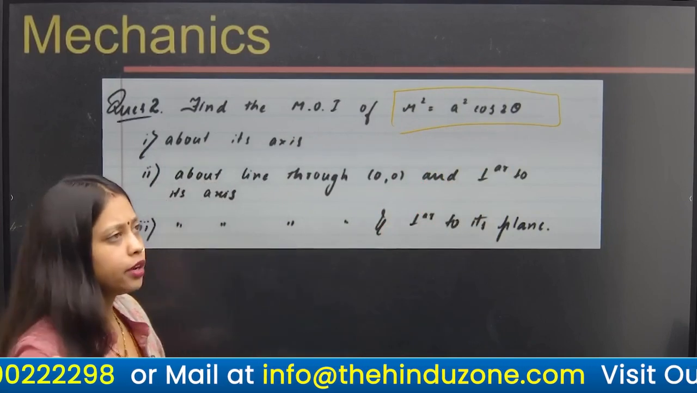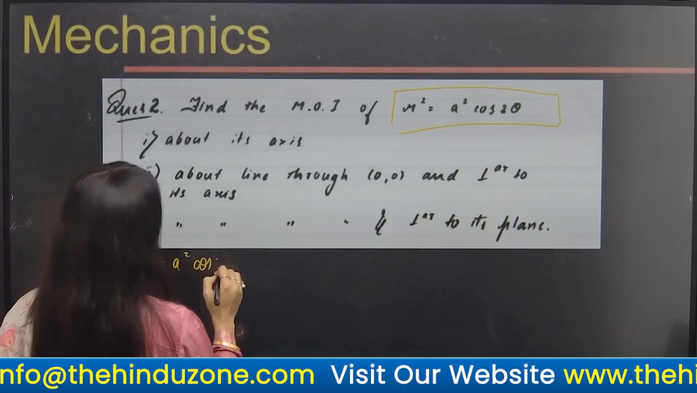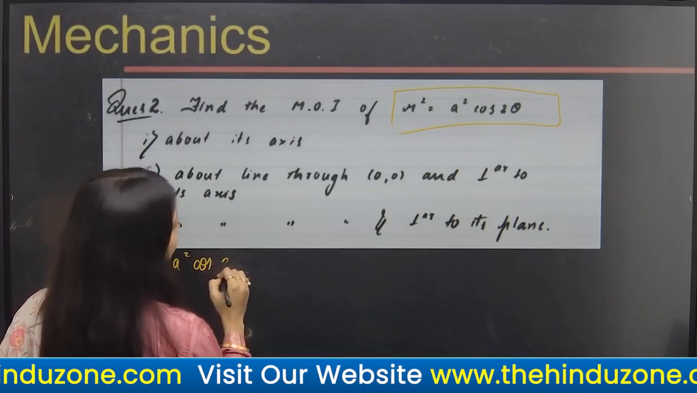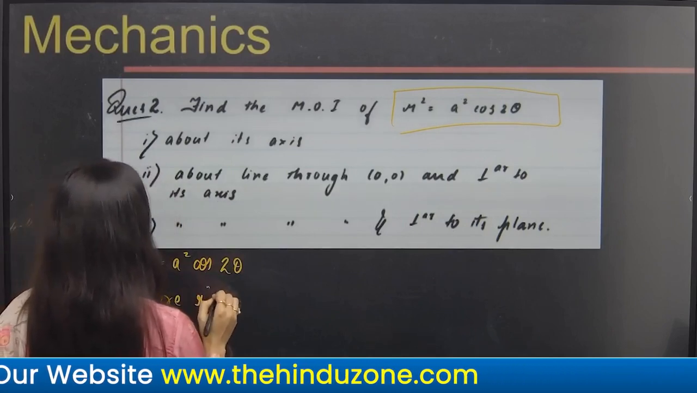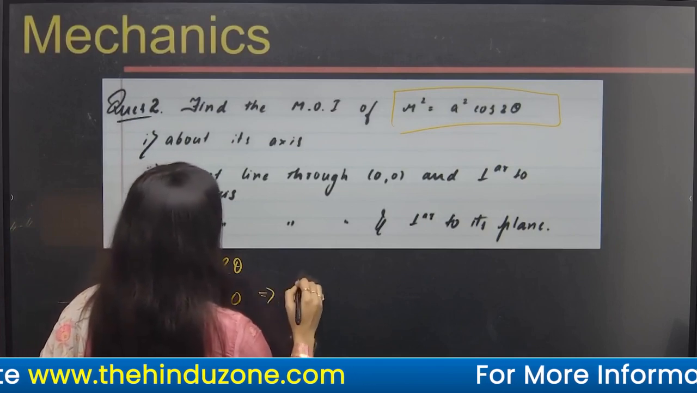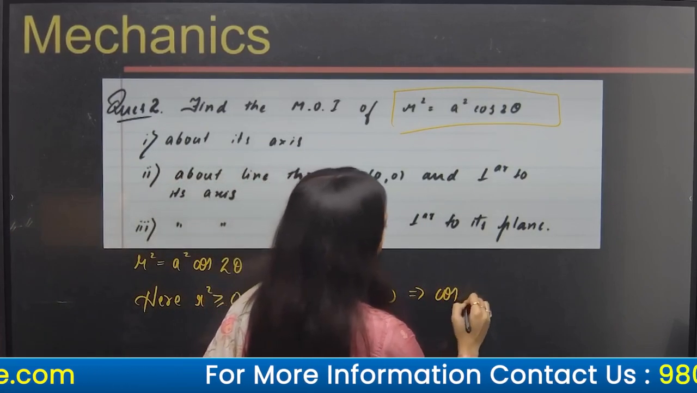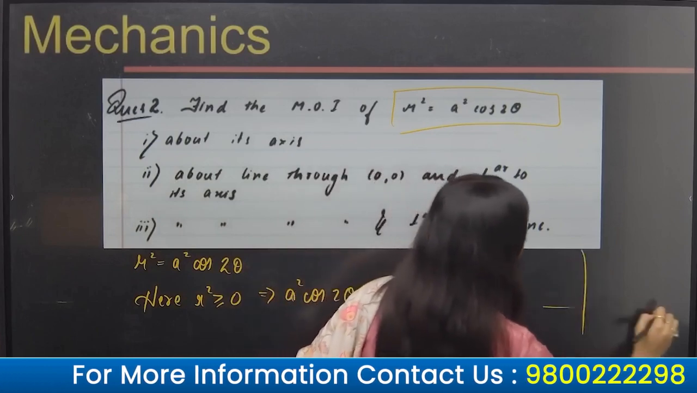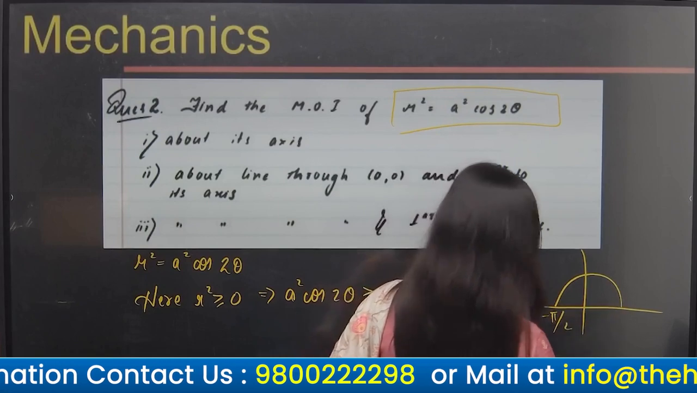So r square is equal to a square cos 2 theta. Here, obviously, r square is greater than or equal to 0, which implies a square cos 2 theta is greater than or equal to 0, which implies cos 2 theta is greater than or equal to 0. So cos is greater than 0 in this domain. This is minus pi by 2 to pi by 2.